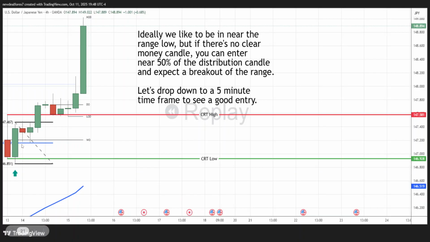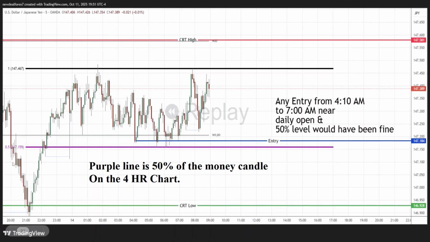You can use a fib and just use the 50% level. Okay. I'm not big on fibs. However, if the move comes and you miss it, or if this price action is too much, see if it comes to retrace in the 50% level. So let's take a look at the entry on the 5-minute chart. This purple line right here is the 50% level of the money candle. Remember, the money candle is the one that creates the real low of day. So you want to be in as close to the 50% level as possible.